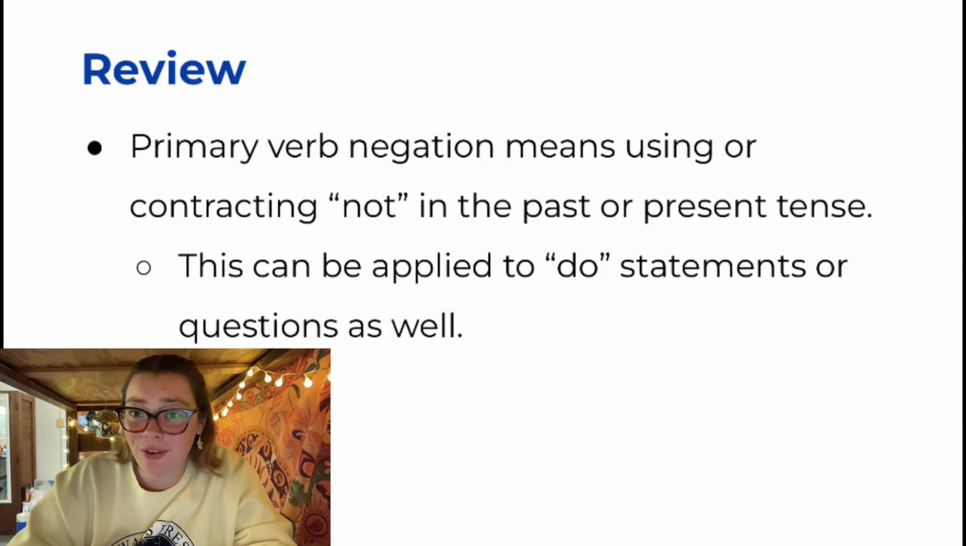Let's go ahead and review what we've learned today, okay? We have that primary verb negation means using or contracting not in the past or present tense. And then this knowledge can be applied to do statements or questions as well.